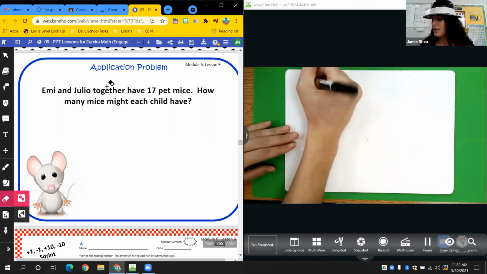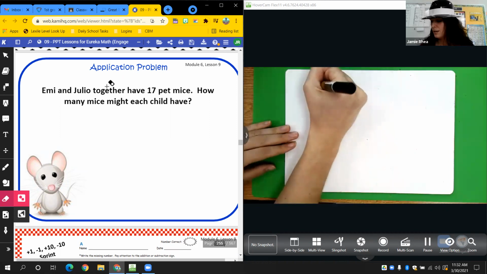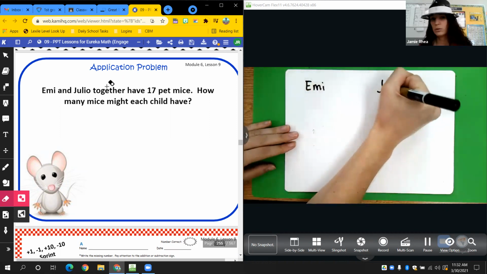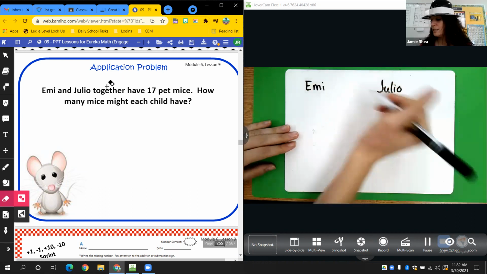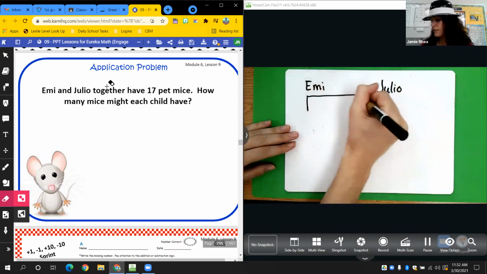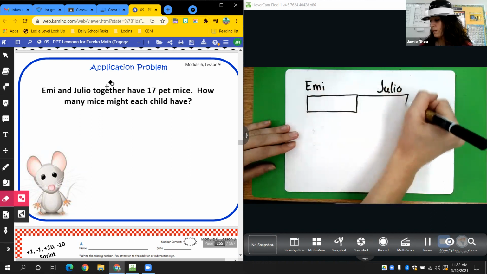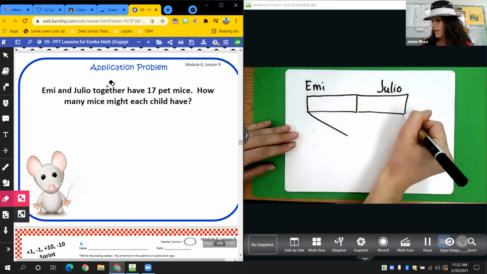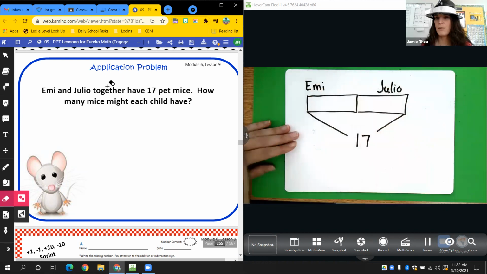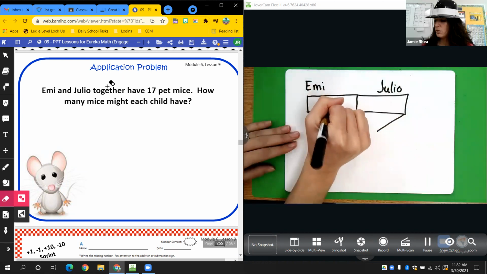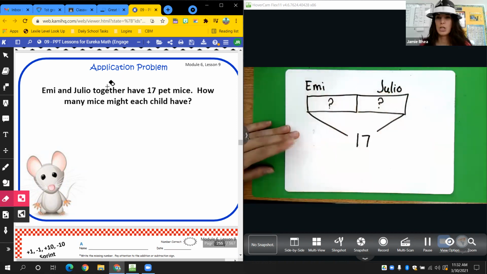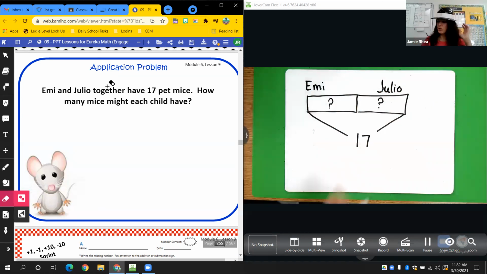Okay, so we have Emmy and Julio. And together, let's just make this into a tape diagram. Together, they have 17 pet mice. We don't know how many they each have. So we need to figure out how many they might have. We know that the total is going to be 17. What two numbers can we add to make 17?